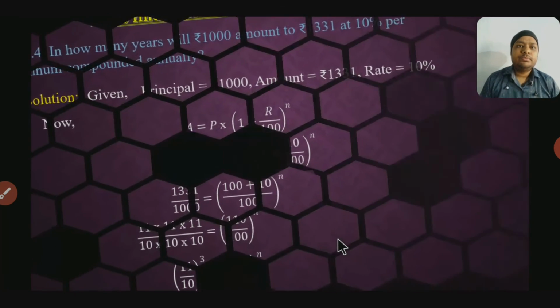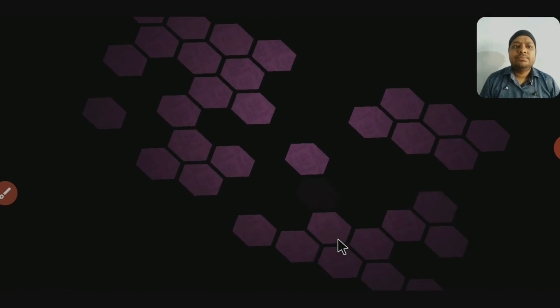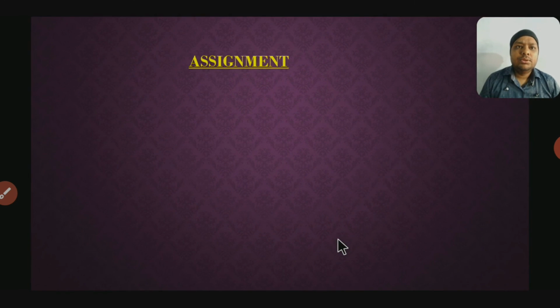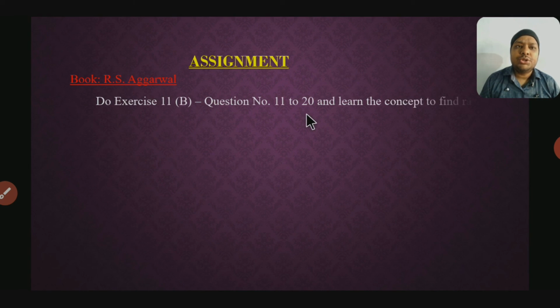Now, students, you have to do some assignment work at your home, dear, in R.S. Aggarwal book. You have to solve exercise 11B, questions number 11 to 20, and you have to learn the concept to find rate, time, and sum. Okay, students? Thank you.